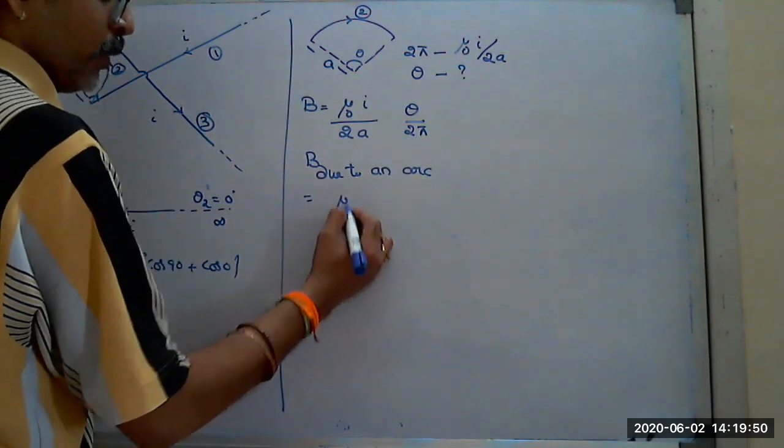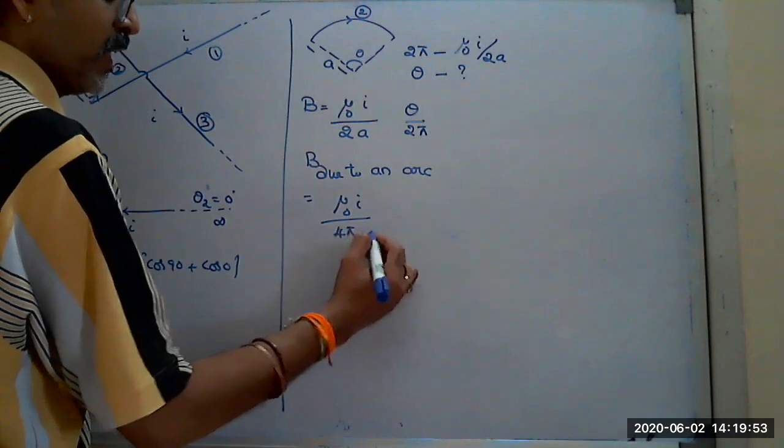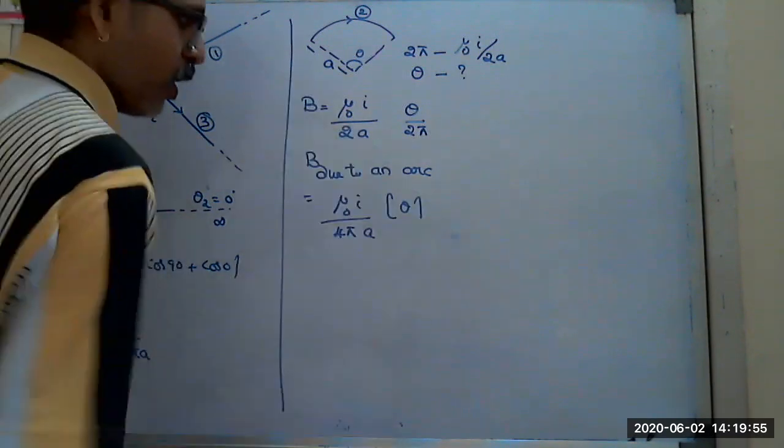Means you are getting the formula, B due to an arc is equal to mu naught I by 4 pi A into theta. This is your formula.